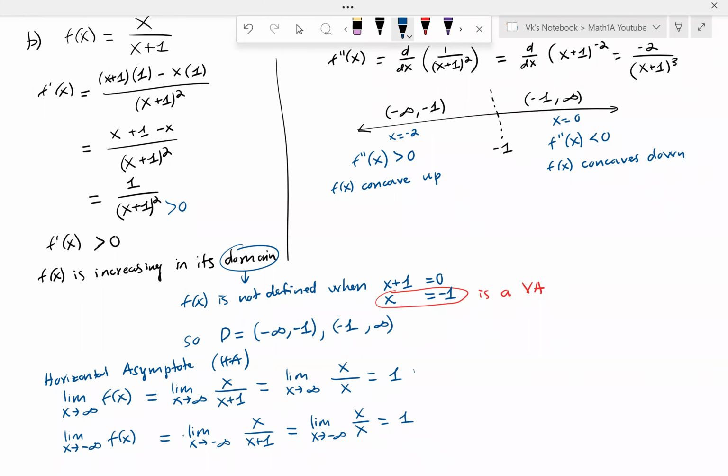What this means is y equals 1 is a horizontal asymptote. Yay, look at this, we have everything. Now let's sketch this out. Aren't you excited for the sketch?